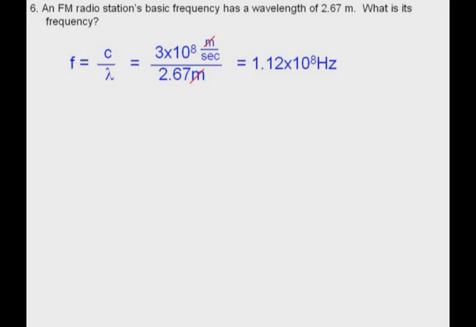Number 6, frequency. We're just using the wave formula. Speed is wavelength times frequency. And you have to recognize that a radio wave travels at the speed of light.